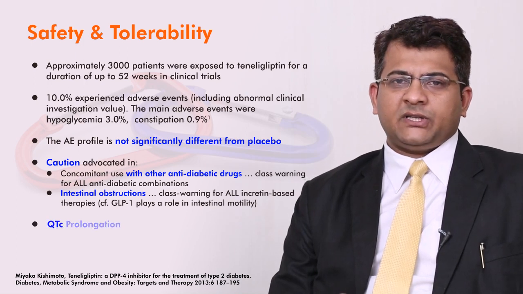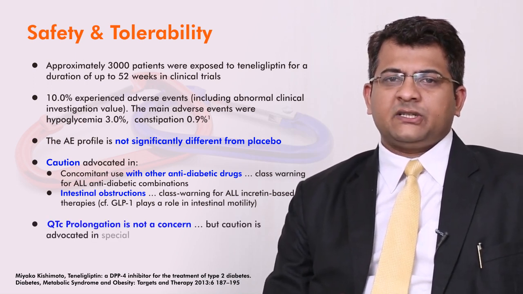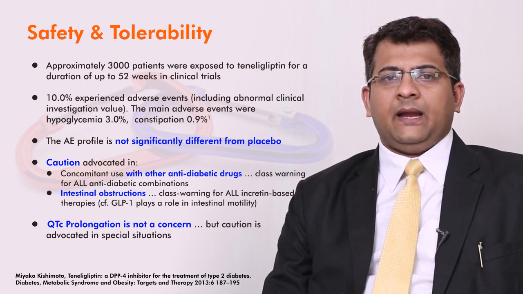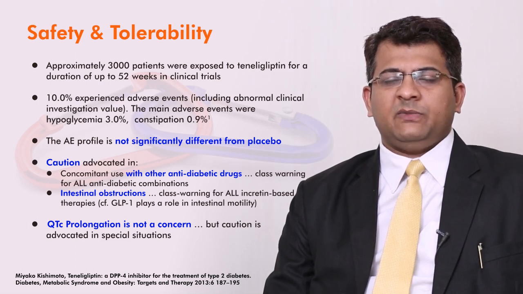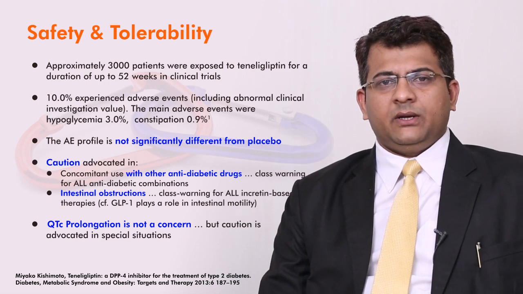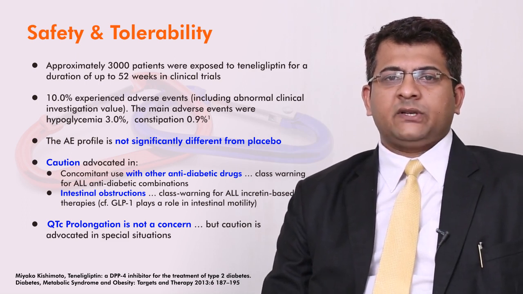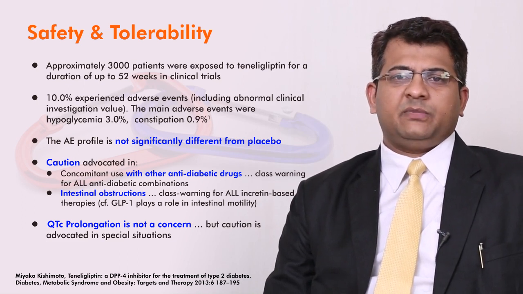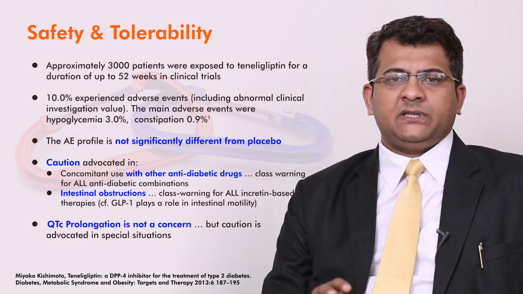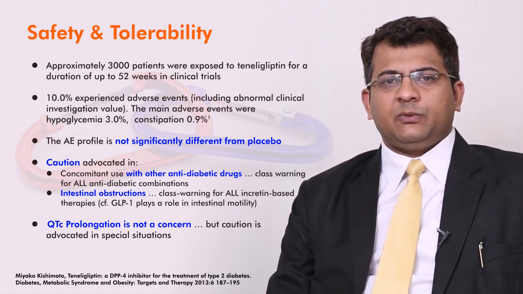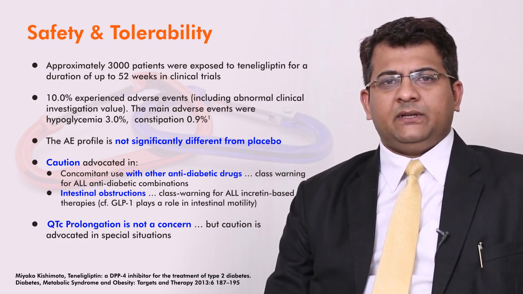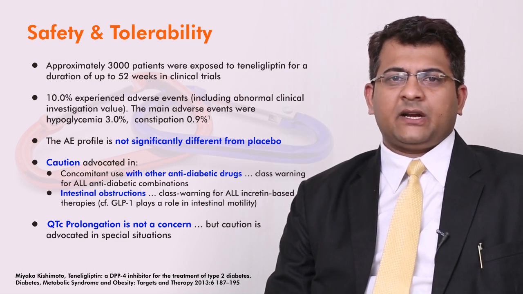Another precaution is QT prolongation. QT prolongation studies are mandatory for any new anti-diabetic drug, and it has been done for teneligliptin also. The dose used for the QT prolongation study was 160 mg, which is almost 8 times the normal routine dose, and the prolongation was 9.3 milliseconds. If you compare this with other gliptins like sitagliptin at 800 mg, which is 8 times the normal dose of 100 mg, the prolongation was 8.1 milliseconds. So with sitagliptin it was 8.1 milliseconds, and with teneligliptin it was 9.3 milliseconds. So they are quite comparable.